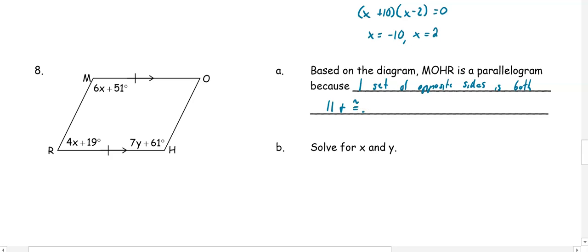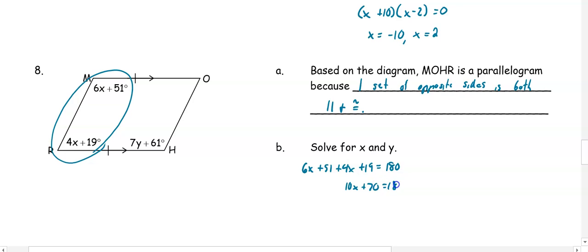So if I look at the two angles that have x, they are consecutive angles, so they have to be supplementary. So 6x plus 51 plus 4x plus 19 has to equal 180. So we get 10x plus 70 is equal to 180. 10x equals 110. So x is 11. Now that I know x is 11, I can substitute in to get one of my angles. So I'm going to do 6 times 11 plus 51. That gets me 117 degrees.